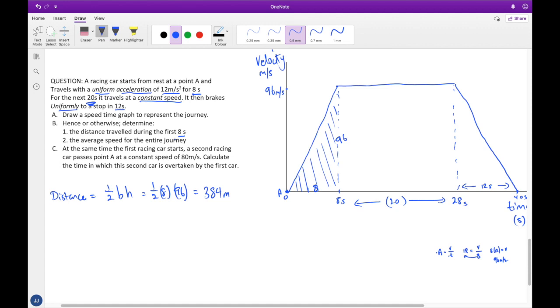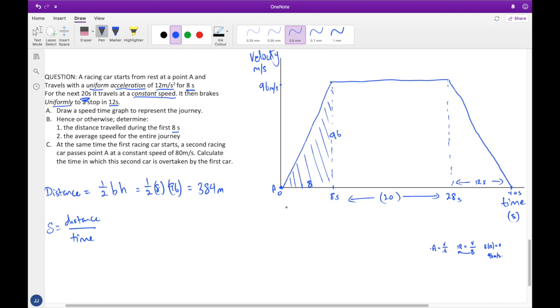Well, we know that the average speed for the entire journey, we saw that speed is distance all over time. So we want the average speed for the entire journey. We know the time it takes for the entire journey. The time is 40 seconds we saw here. The entire journey takes 40 seconds. So all we need is the distance he traveled for the entire journey, right? So that means that we need to find the area under the entire graph.